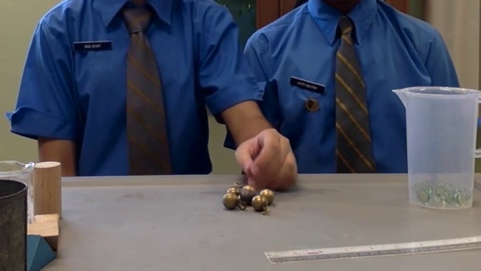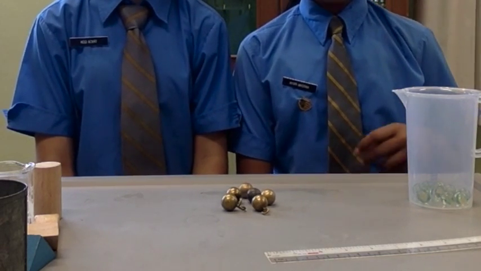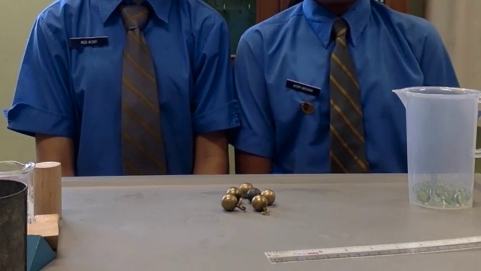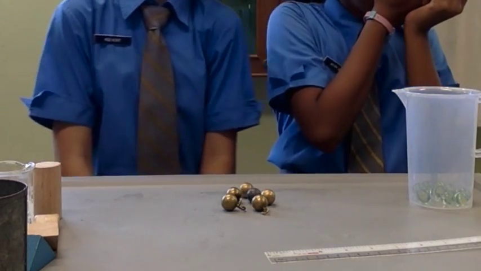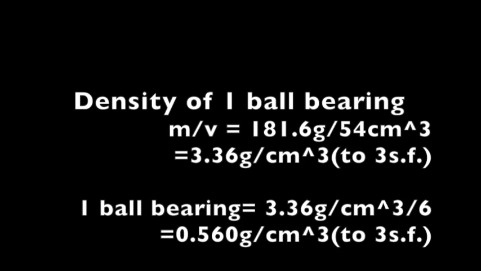Now, we need to find out the density of each ball bearing. To do that, we have to divide the answer we get by 6, which will give us 0.560 grams per cm cubed to the nearest 3SF.